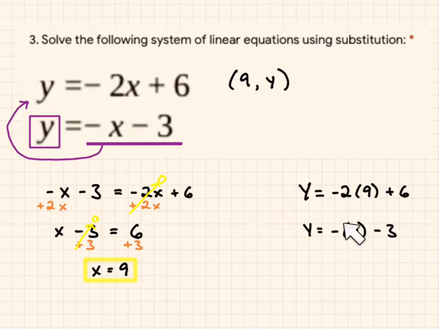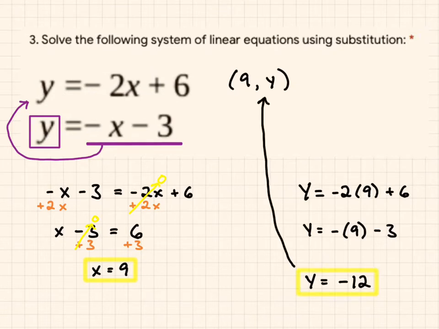But in both these equations, negative 2 times 9 is negative 18, and negative 18 plus 6 gives me negative 12. Negative 9 minus 3 gives me negative 12 as well, so I know my answer is negative 12. So my solution to the system of equations is 9 comma negative 12.